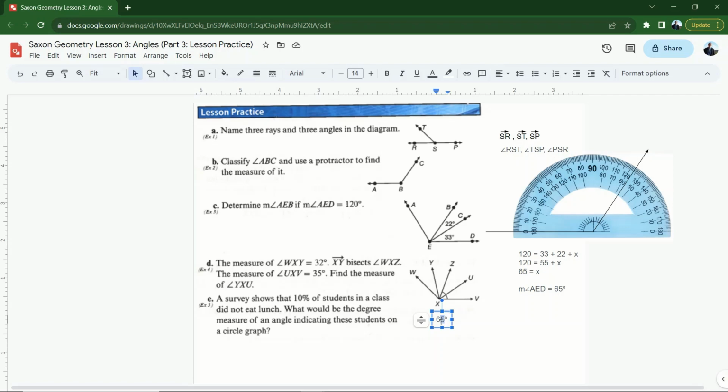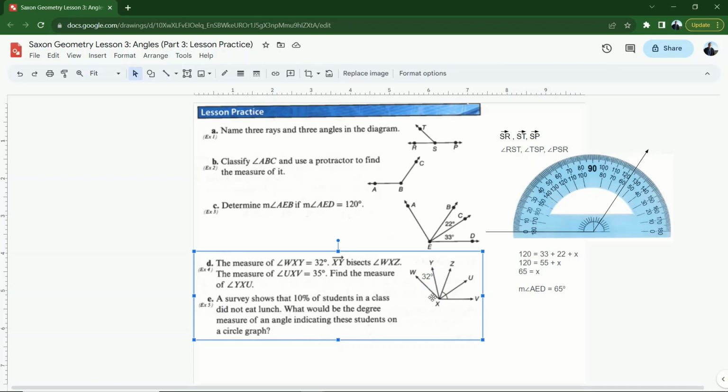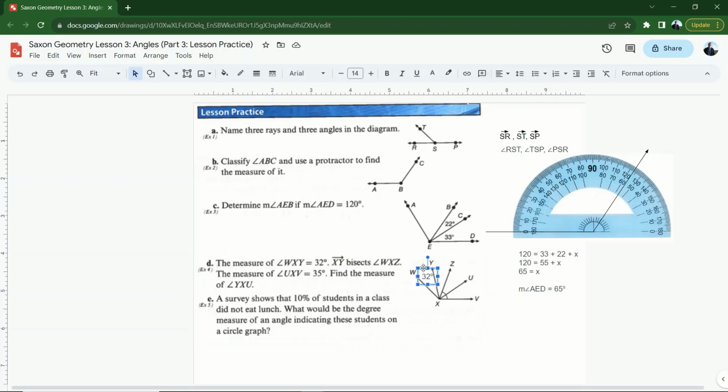All right, so the first thing we know is that the measure of angle WXY is 32 degrees. I'm going to put in angle WXY the measure 32 degrees. XY bisects WXZ. Here's XY, here's WXZ, and what that means, if it's bisected by the ray XY, is I can put this 32 degrees over here too. These angles have to be the same because they're on either side of the angle bisector. Now, I also know that the measure of UXV is 35 degrees, and here's where things get complicated to notice. Just what do you notice?